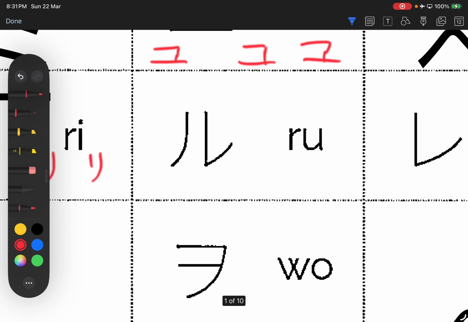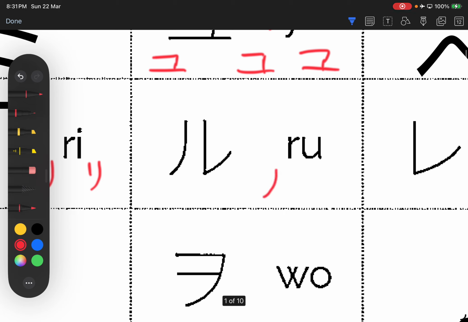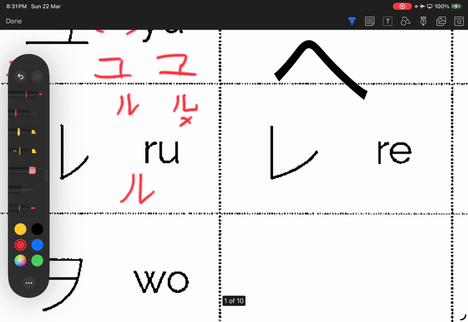Next we have ru. We do one slanted stroke down and then one vertical with a hook. So it's a bit different from the Chinese character. Next we have the re. Vertical down and then curve up.